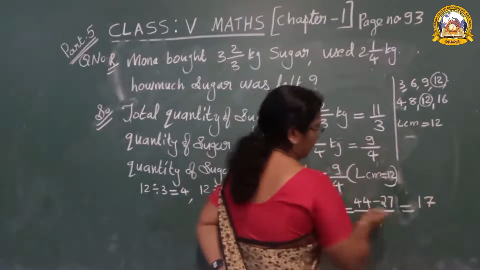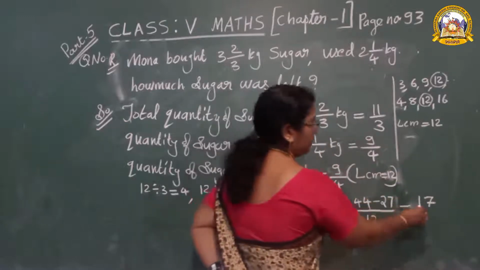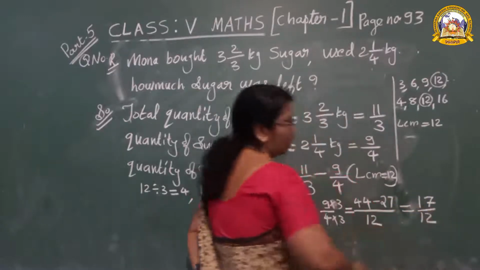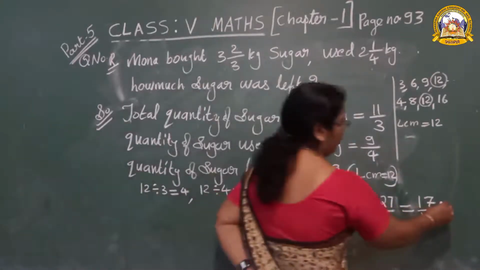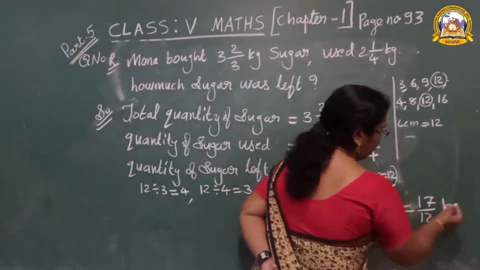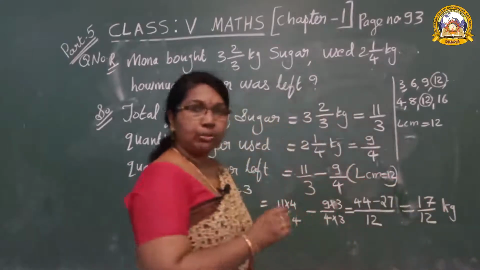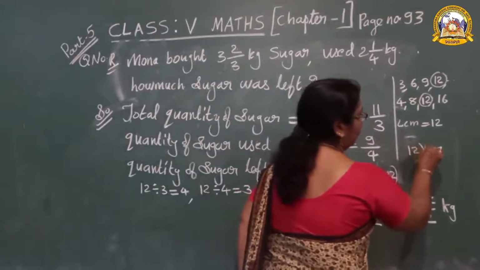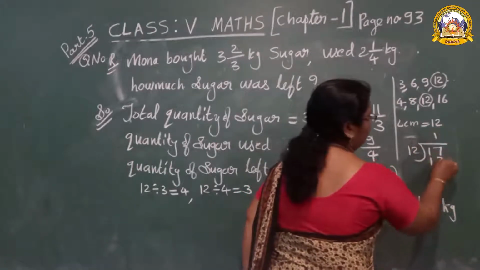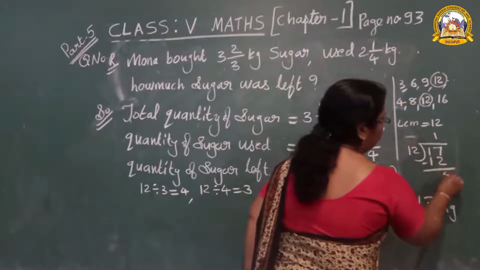14 minus 7, 17 by 12. Now what is this, which fraction? This is an improper fraction. So we can convert this answer into a mixed fraction. How to convert? 17 divided by 12. 12 ones are 12. Here the remainder is 5.